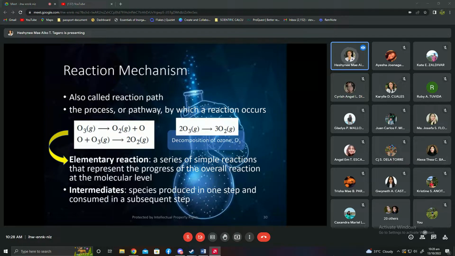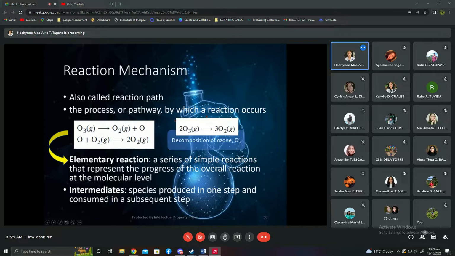So a chemical reaction usually occurs in steps, although it may not always be obvious to an observer. So aware kita, 'di ba, if there is a reaction, it's a step-by-step process, no? But usually what is shown to us is just the overall reaction. So just like in our example here, the decomposition of ozone. Yun. So amula ni siya ang ginapakita sa aton.